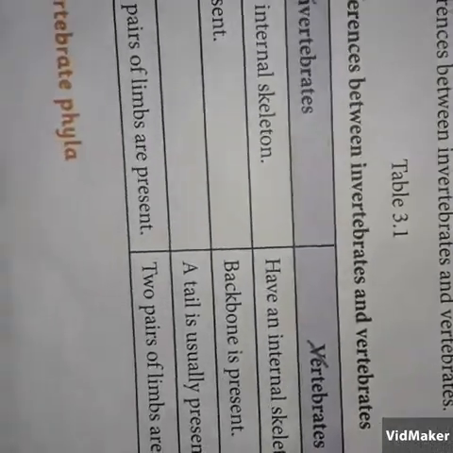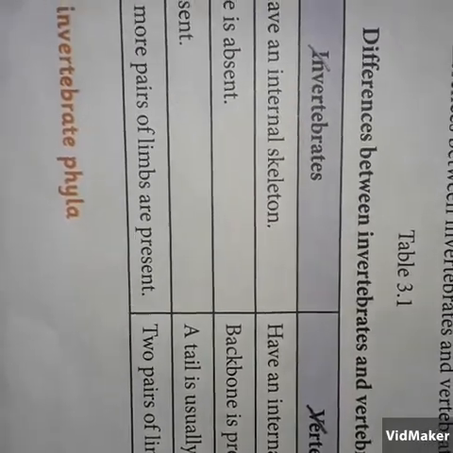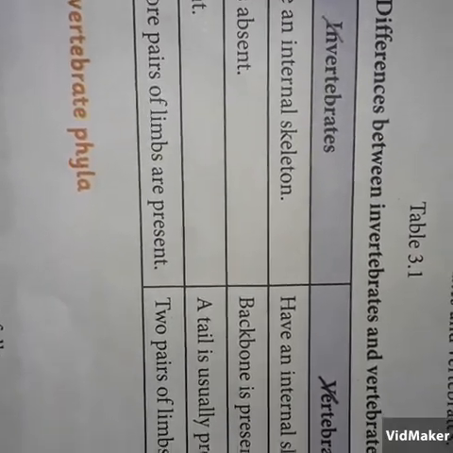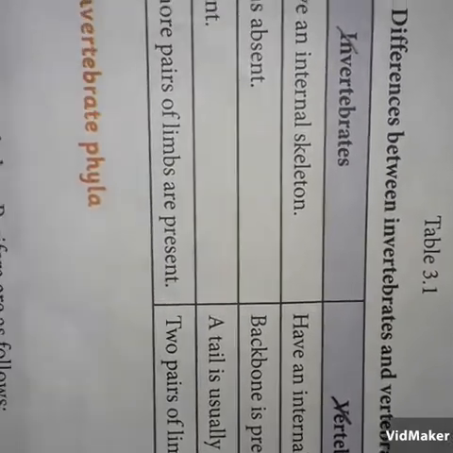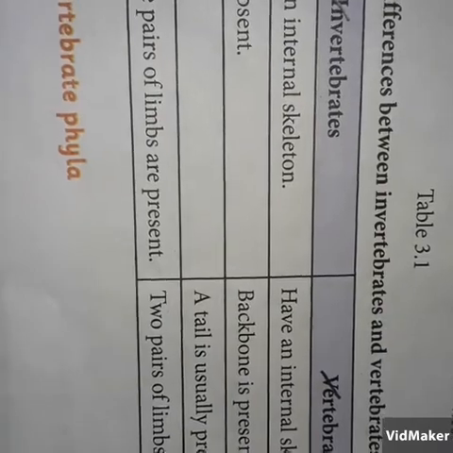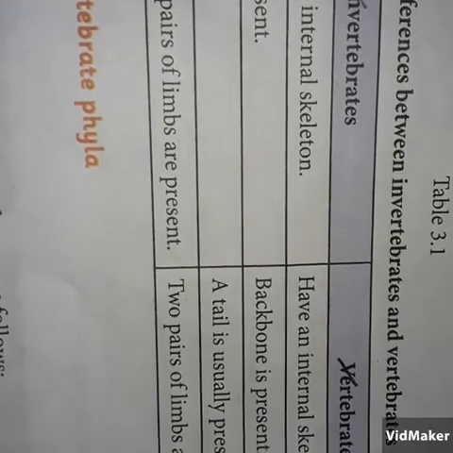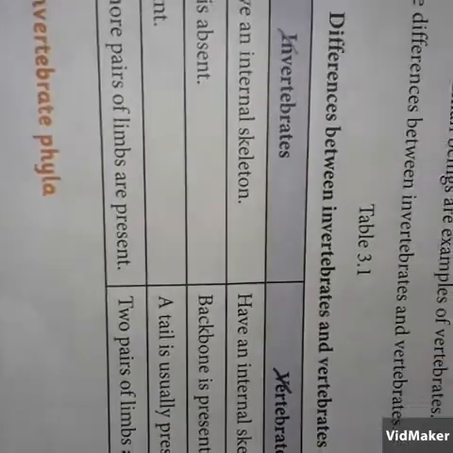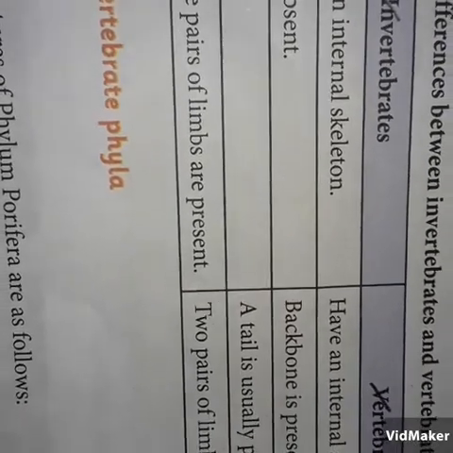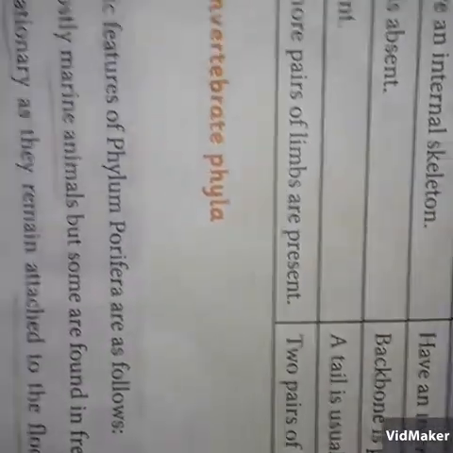Table 3.1. Invertebrates: first point, they do not have an internal skeleton. Vertebrates have an internal skeleton. Second point, in invertebrates the backbone is absent; in vertebrates the backbone is present. In invertebrates, the tail is absent. In vertebrates, a tail is usually present. Invertebrates have more pairs of limbs, while in vertebrates two pairs of limbs are present.